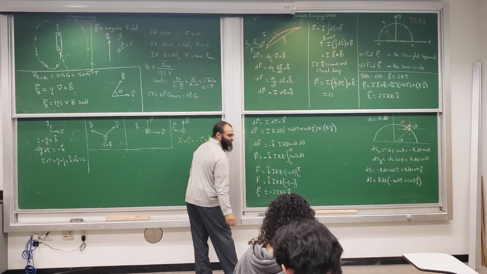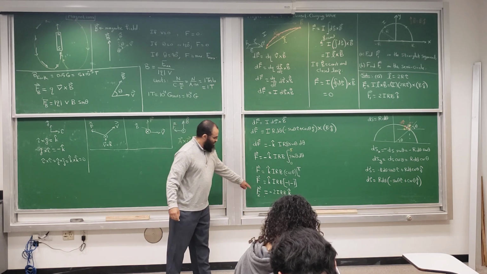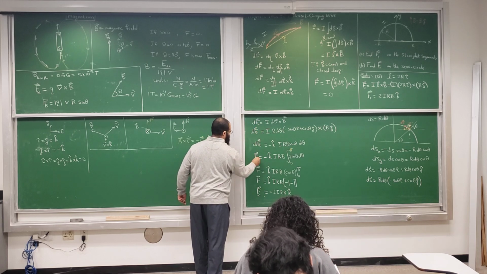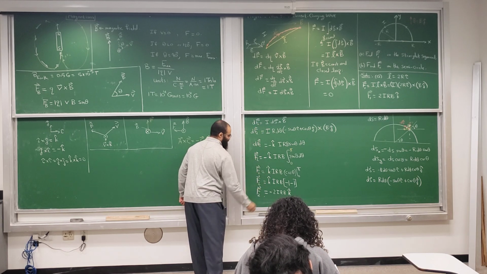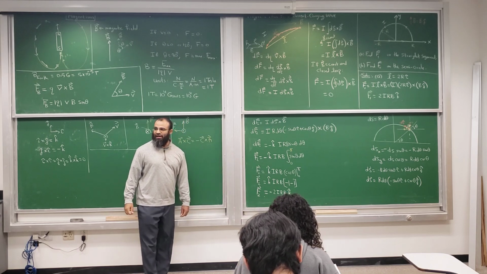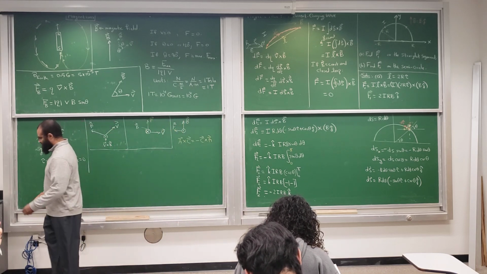Oh, this is F2, by the way. I should have called it that. I did the cosine, and so it's actually the negative of that, right? So when you add them, you would finally get zero.